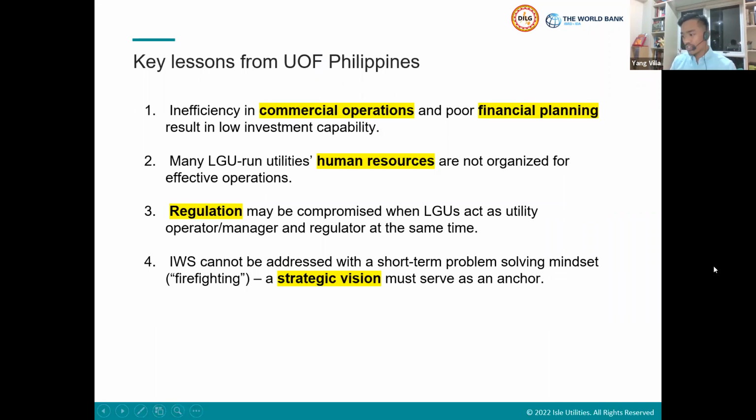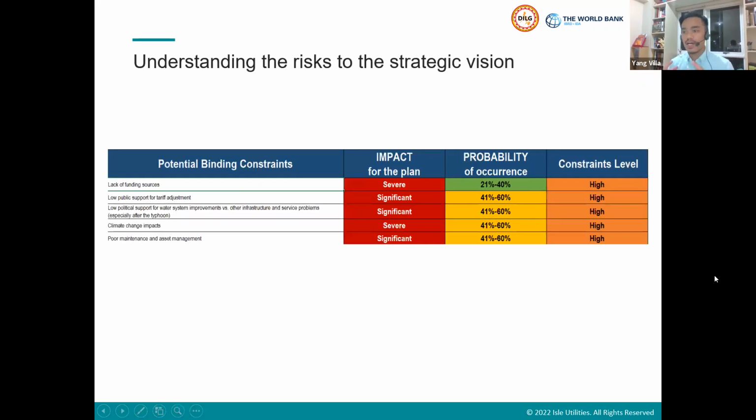Corollary to this strategic visioning is an understanding of the risks to achieving your strategic vision. So one of the ways that we help these utilities in understanding what the future holds for them is to look at potential binding constraints and risks. As you can see in this example, primarily the main barrier or binding constraint for many of these utilities in the cohort is lack of funding sources.